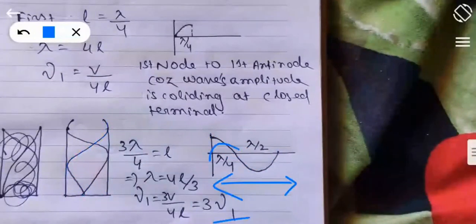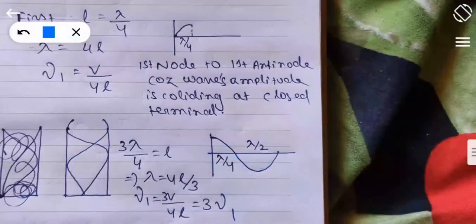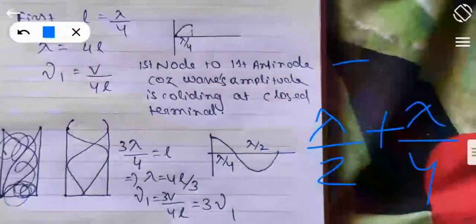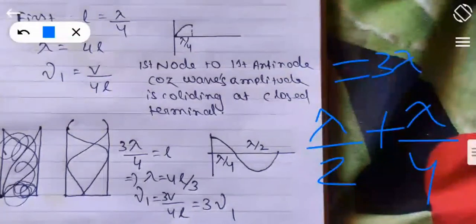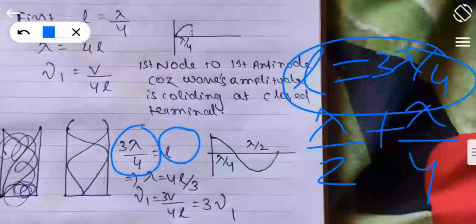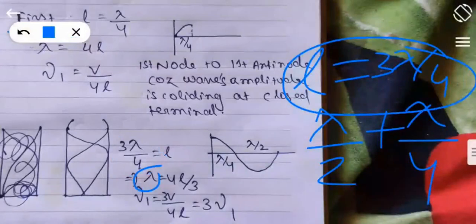Right? So what is the full length covered? This is the full length, this to this is the full length. So this one is lambda by 4, and this one is lambda by 2. So what is the full length covered? Here it is lambda by 2 plus lambda by 4. So the full length is nothing but 3 lambda by 4. This length L is equal to 3 lambda by 4. Then what should be my lambda? Lambda is equal to 4L by 3, right?